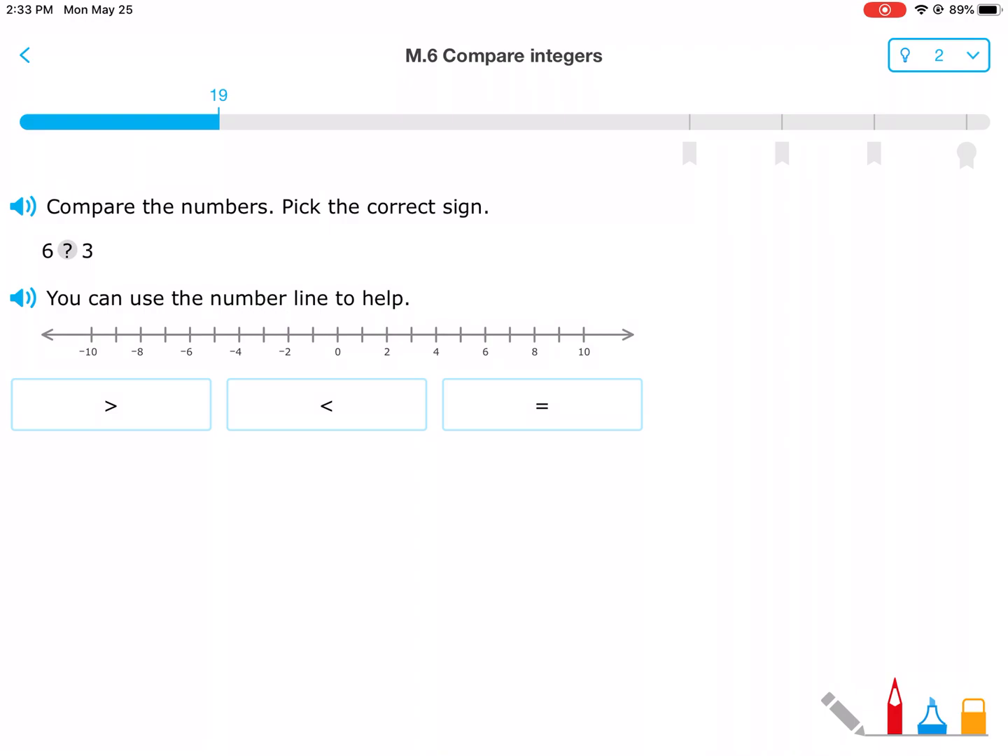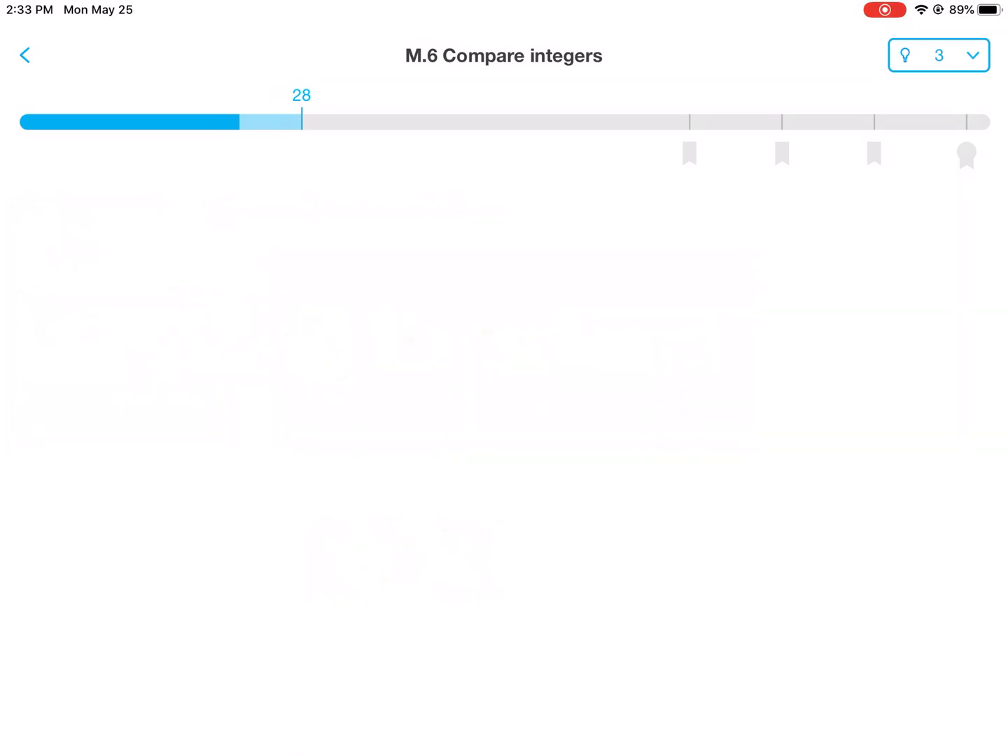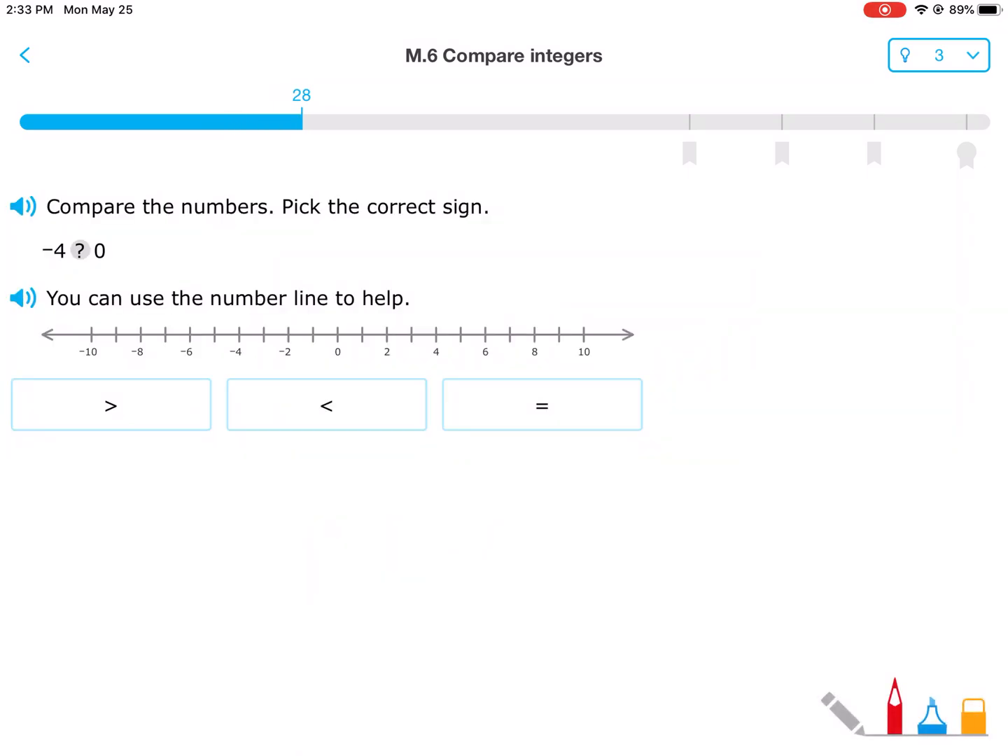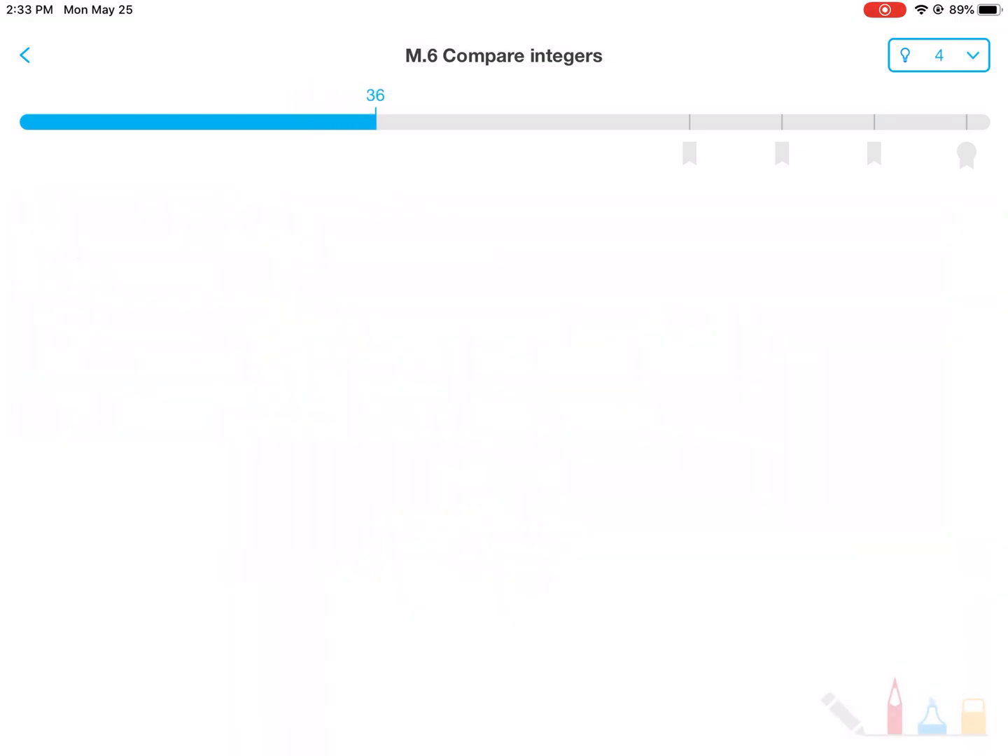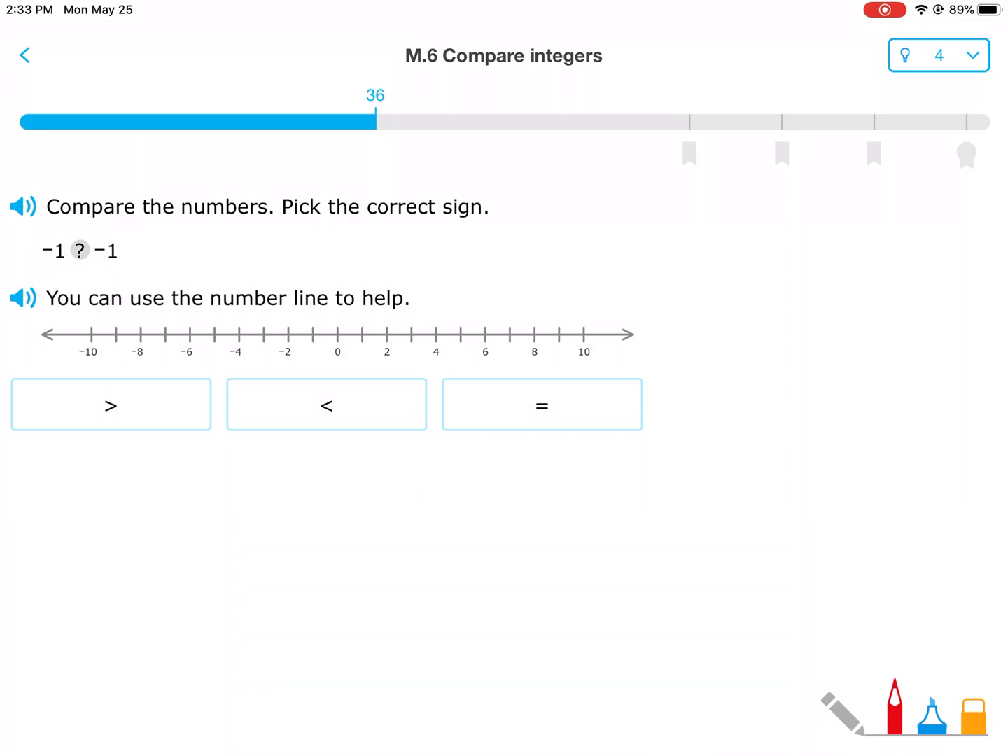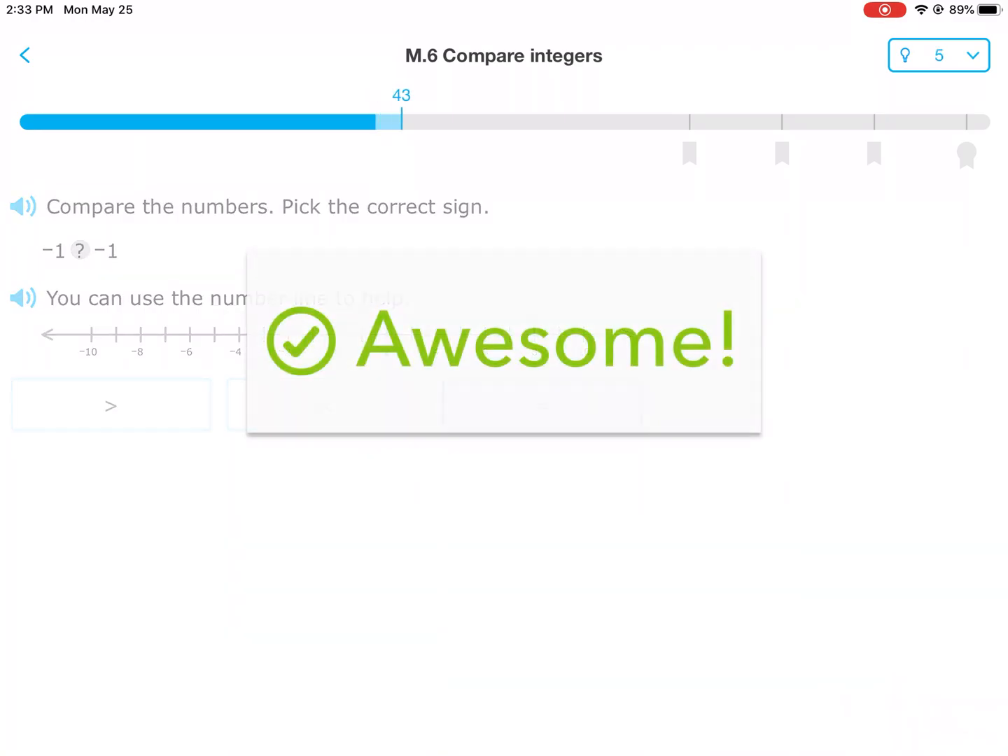All right, 6 and 3. Again, that one's a pretty simple one. We have 6 here. We have 3 in between 2 and 4. So 6 is going to be greater than 3. Okay, negative 4 and 0. So negative 4 is further left on the number line, so that means negative 4 is going to be less than 0. Negative 1 and negative 1, that's an easy one. Those are equal.